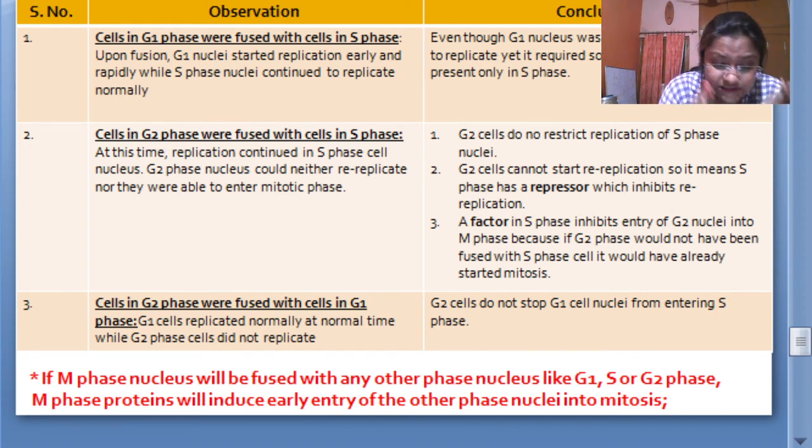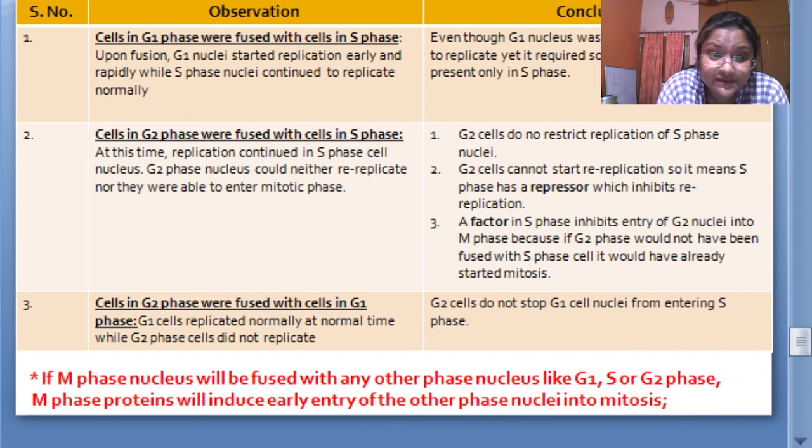If the G2 cell was not fused with S phase cell, then by now the cell must have entered mitosis. But since the G2 cell was fused with S phase nucleus, that's why it did not enter M mitotic phase. It means that there are some factors present in S phase which inhibit the entry of G2 nuclei into the M phase. Right?